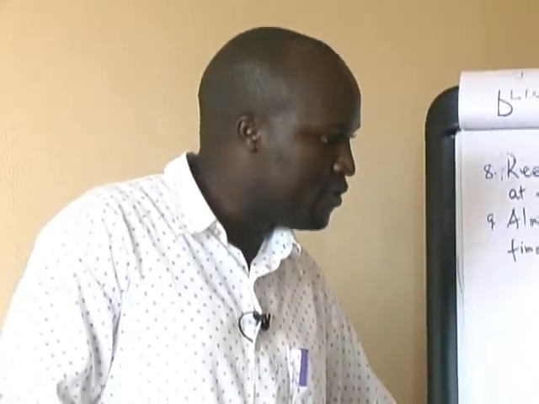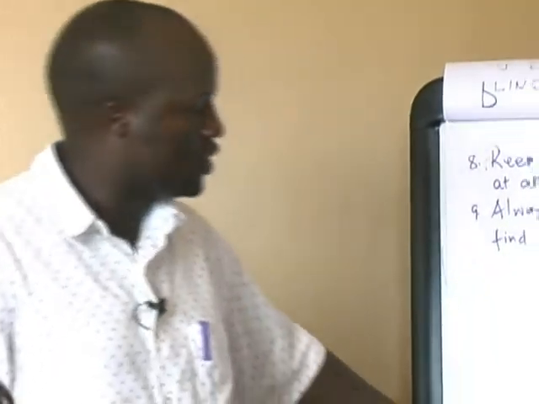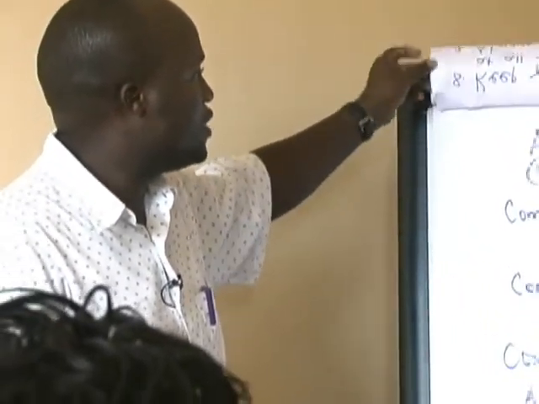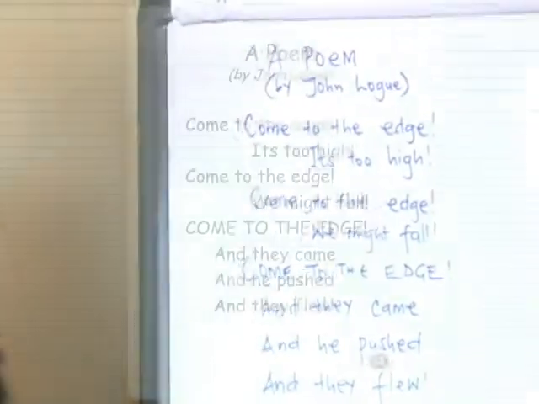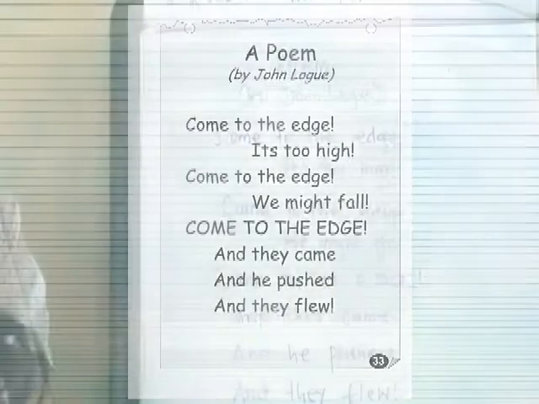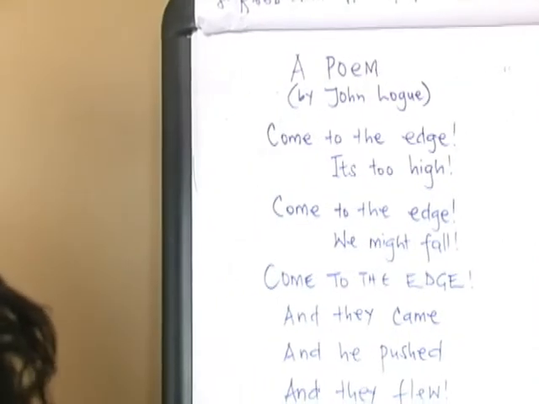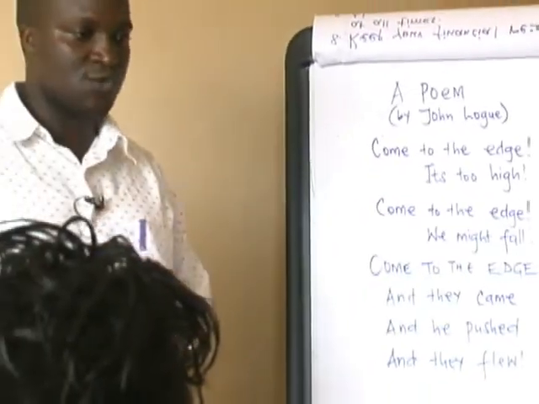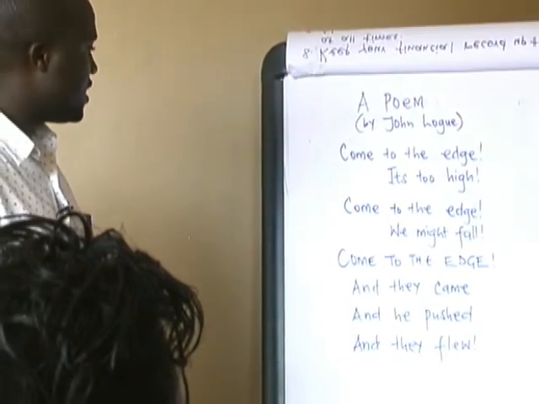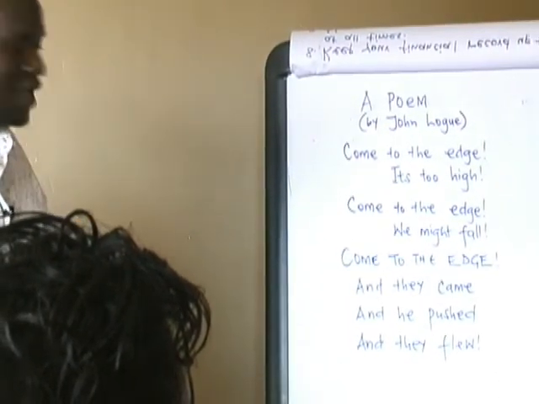Now, we have a little poem here as we come to the end of this video. We would want you to remember that some other people have thought about the challenge that you're facing. There was a poem written by an Englishman called John Lowe, and it says, "Come to the edge." "It's too high." "Come to the edge." "We might fall." "Come to the edge." And they came, and he pushed, and they flew.